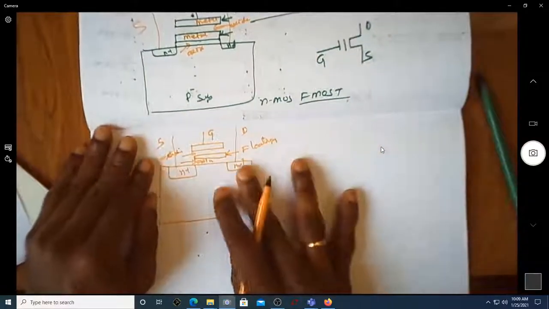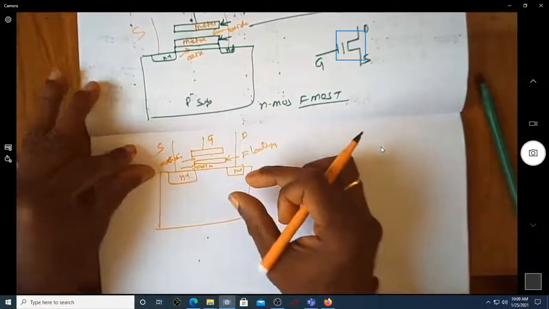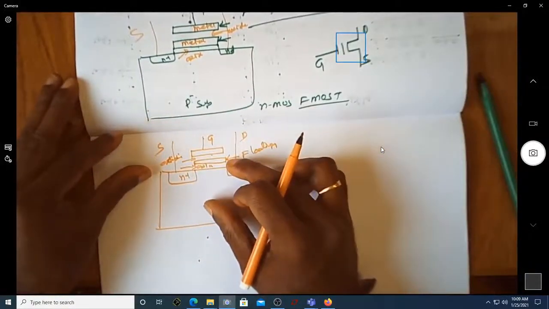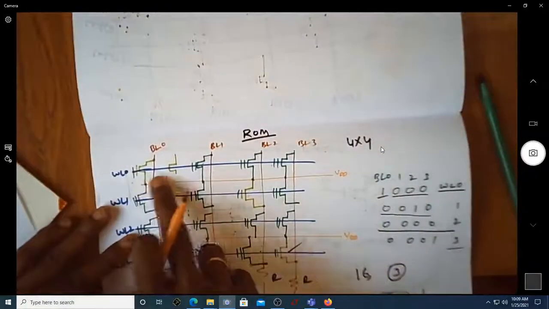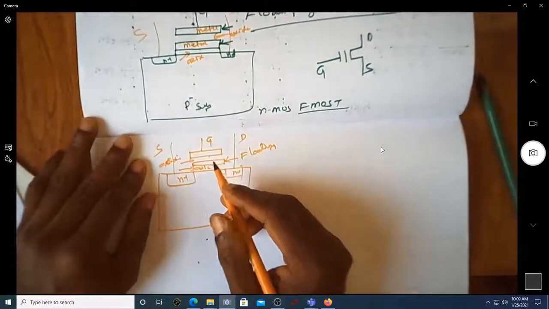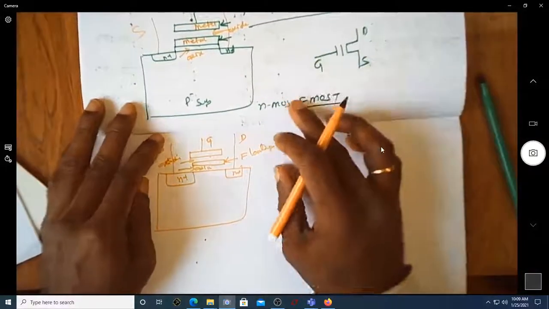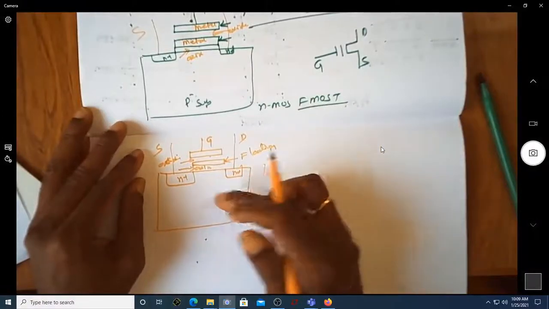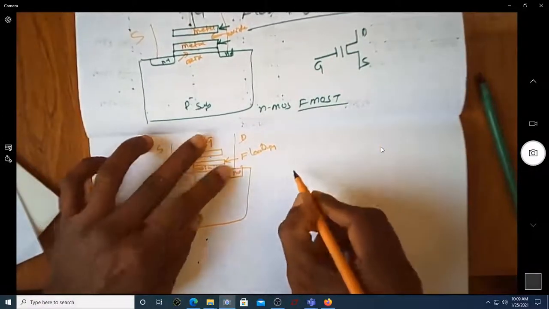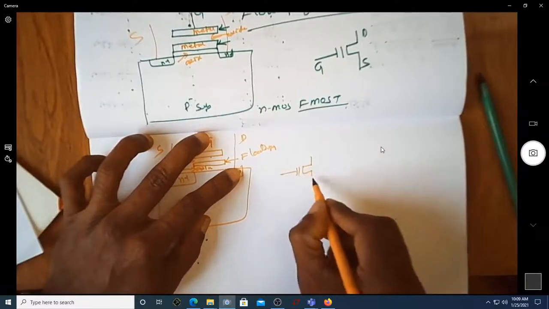Suppose you have this type of structure. Let us try to understand how this makes a difference when you connect it to this type of array structure. Let us try to understand the characteristics of this floating gate structure. As I said, this is your floating gate structure.